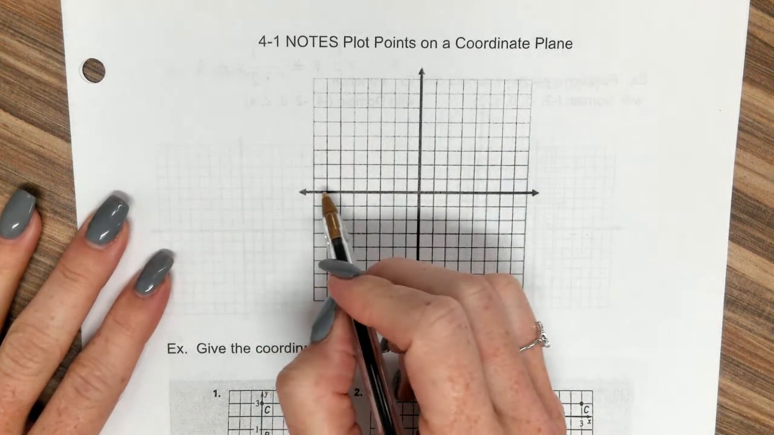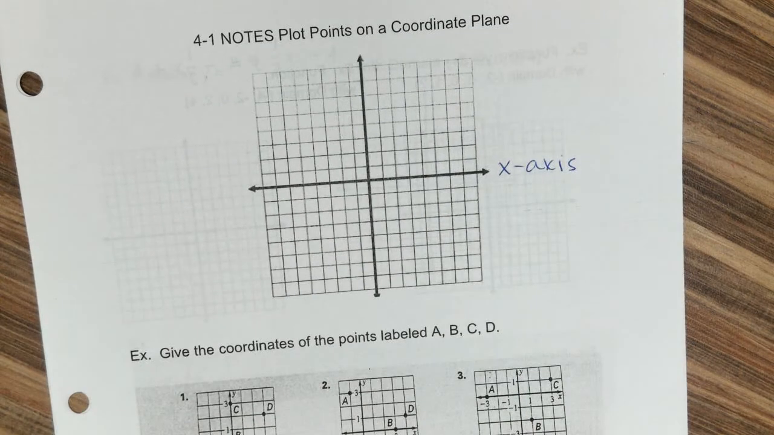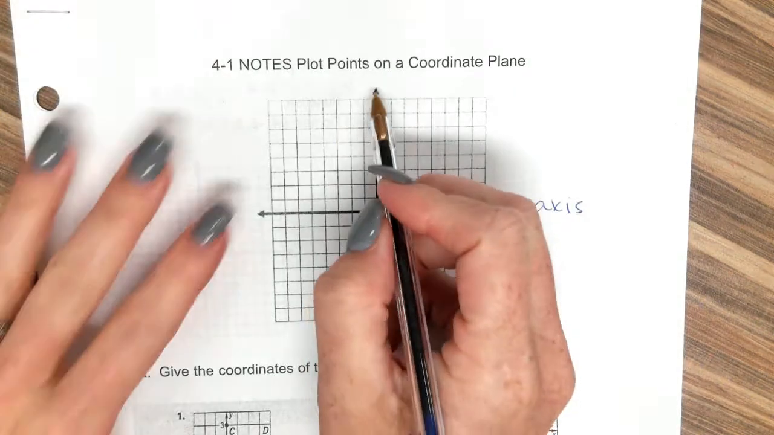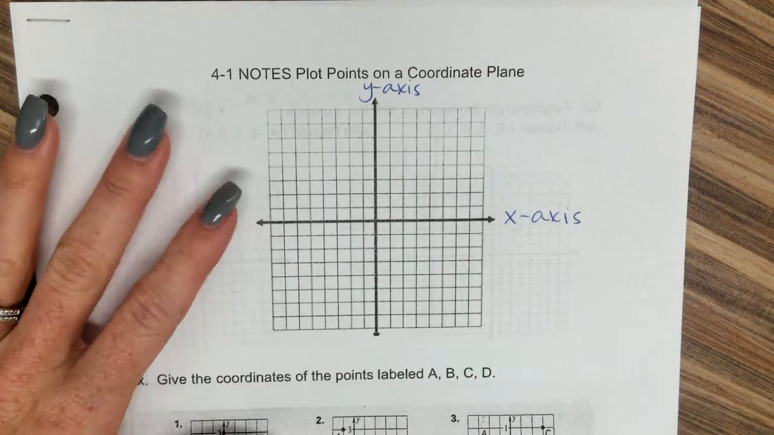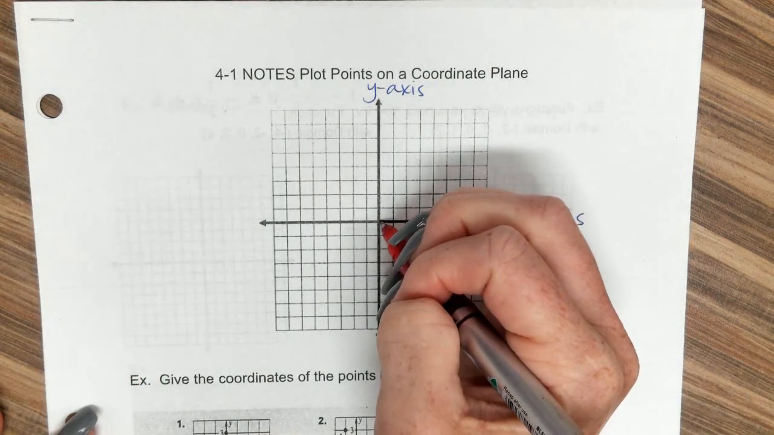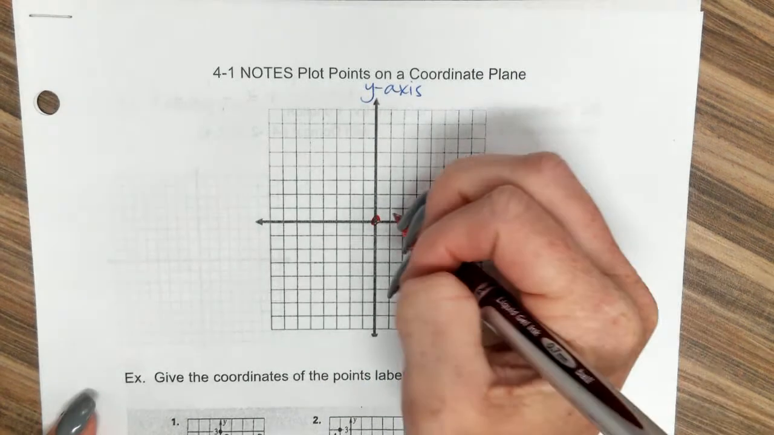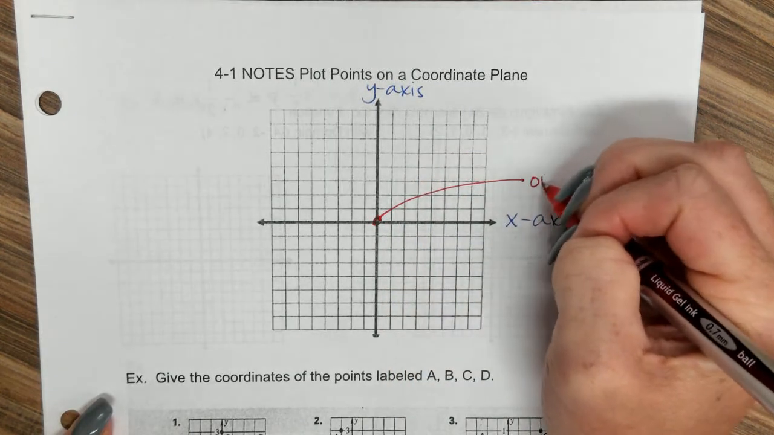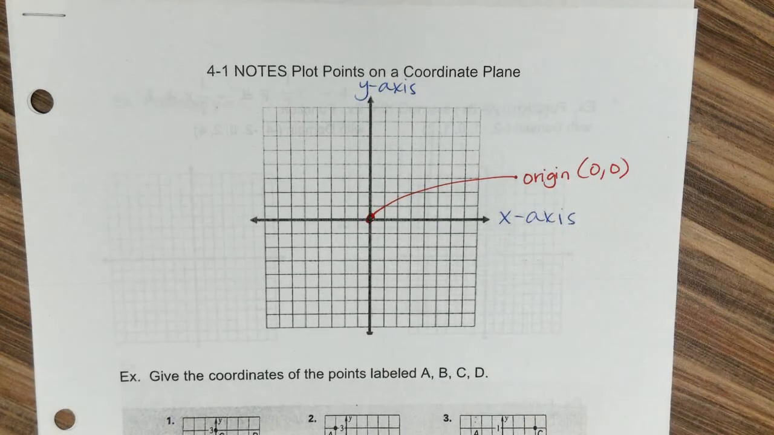What is this called right here? This is the x-axis. It is super important that you understand everything I'm going over right now. What is this called right here? This is called the y-axis. And right here in the middle is called the, what is this called? Starts with an O. The origin. So I'm going to draw a little line out here. This is the origin. It has coordinates of 0, 0, because the x is at 0 and the y is at 0. A coordinate plane has 4 quadrants.